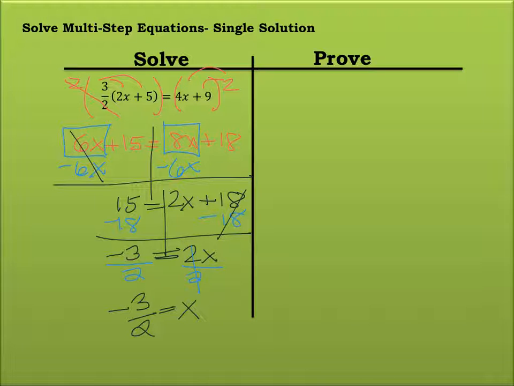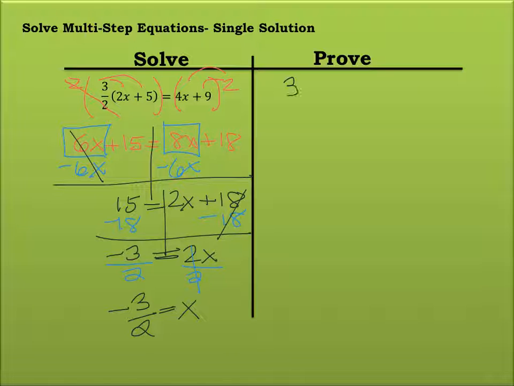Now, please don't draw the conclusion, oh, it's not an integer, must be no solution. Negative 3 halves is an answer. It is a perfectly fine number. It's a real number, and it's also a fraction. Or you could rewrite that as a decimal if you wanted to, negative 1 5/10. We should always check your answer, however. So how do we do that?